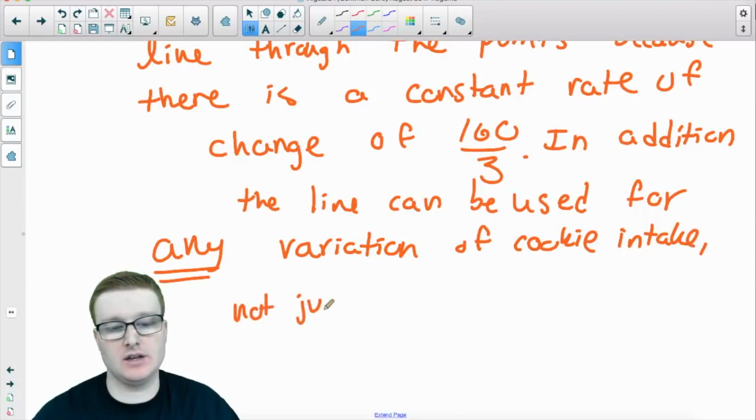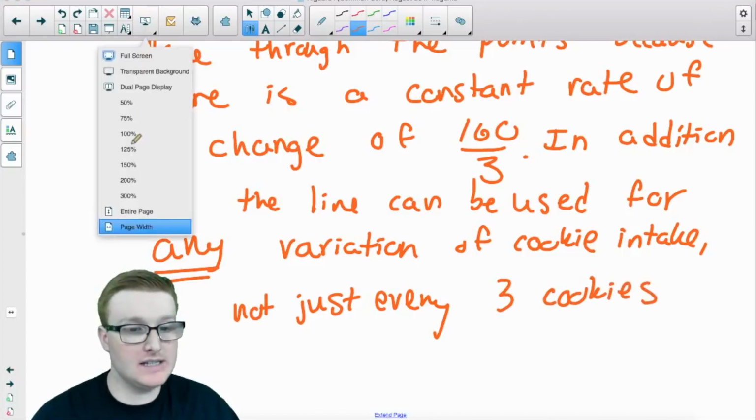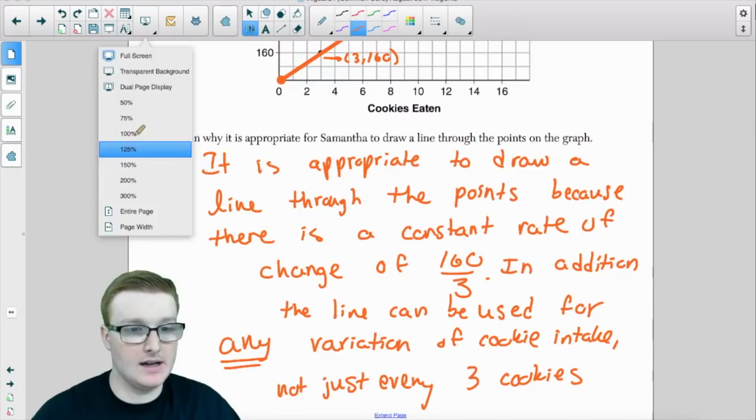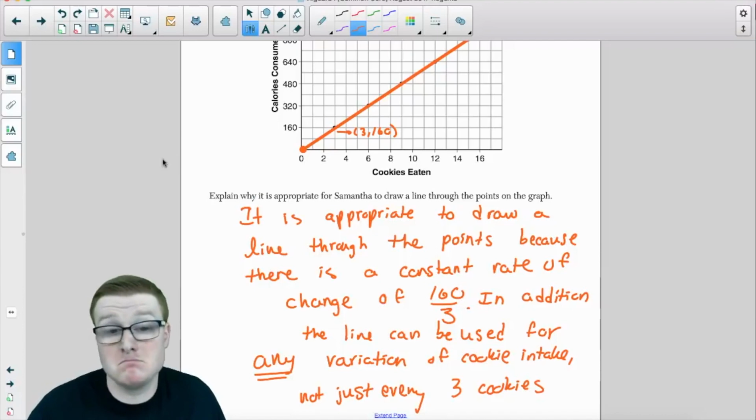Not just every 3 cookies. Okay? That is your answer. Pretty simple question. Not too bad. Just understand that you could have any variation, and it's a constant rate of change, so you could draw a line. Pretty simple.